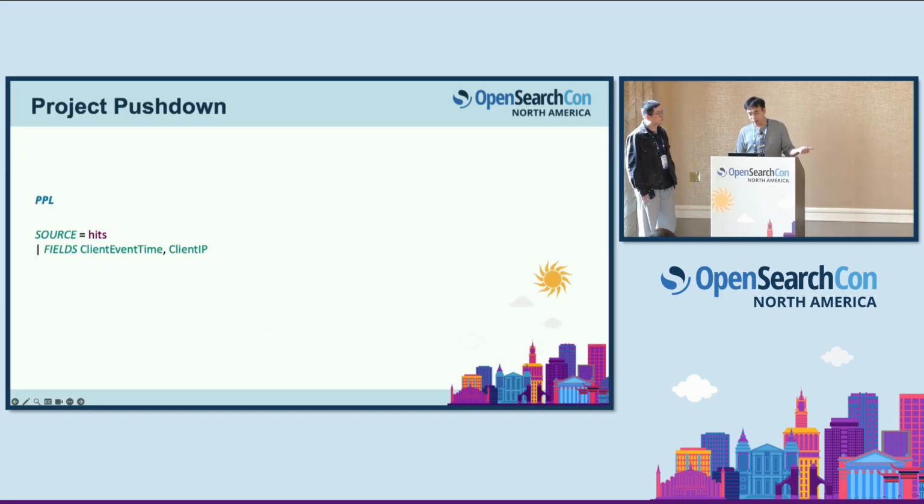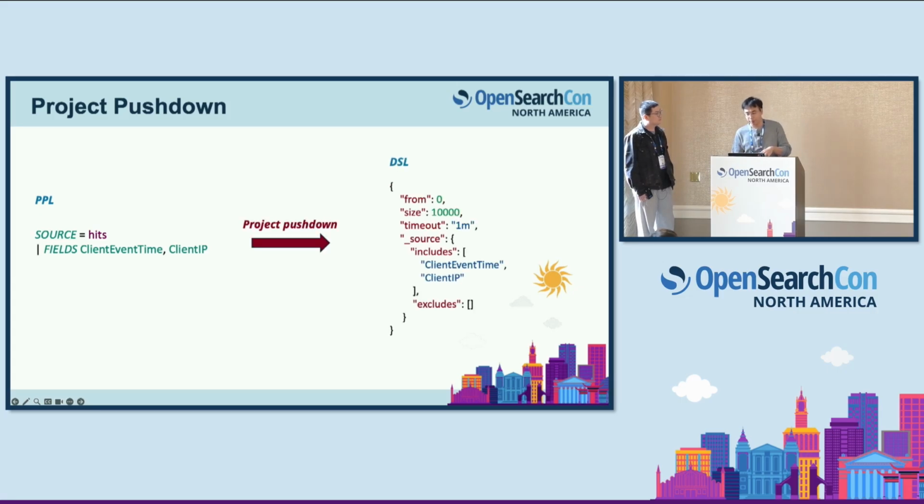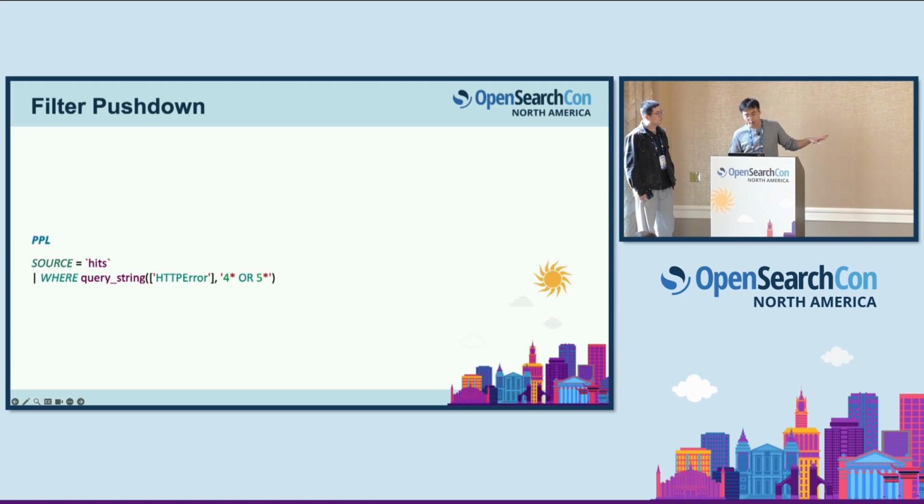And this is the process that shows how we push down the project operator into OpenSearch query. You'll find that we just need to put the projection fields within the source statement of DSL. And this one is about filter pushdown.